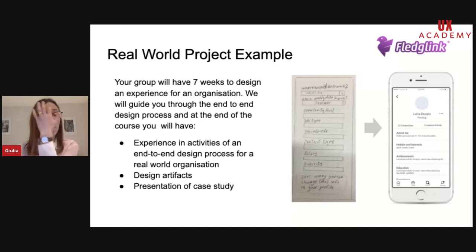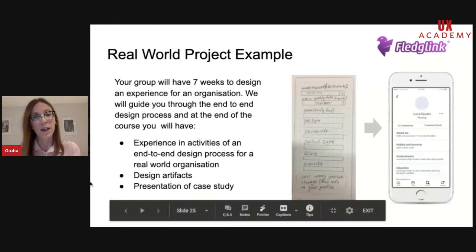And this is an example, what you see on the right. This is from a previous course, Fledgling. So this is an existing platform. It's an online platform to access the job market after graduating and boost your practical skills, do networking.